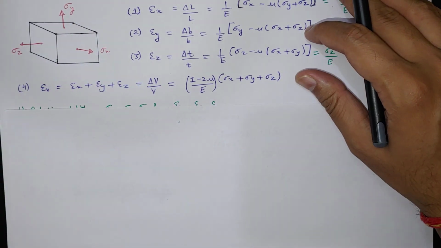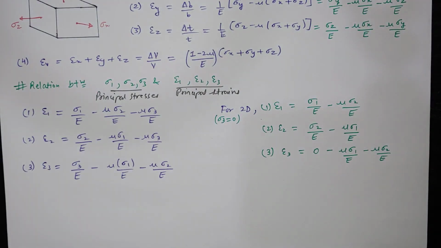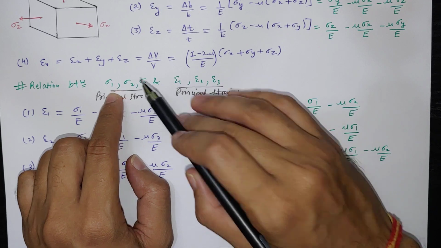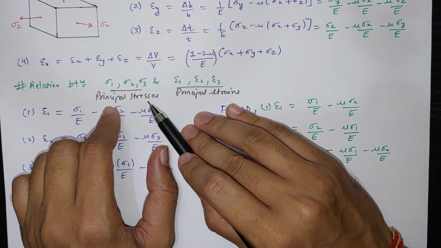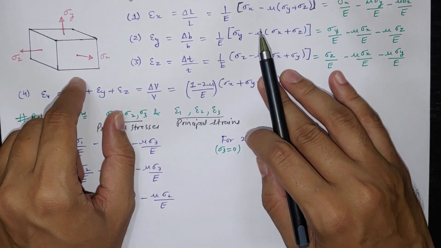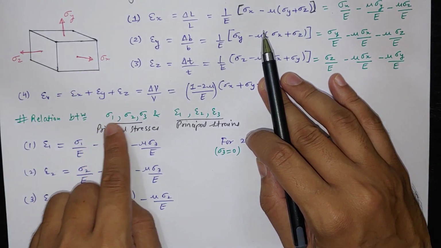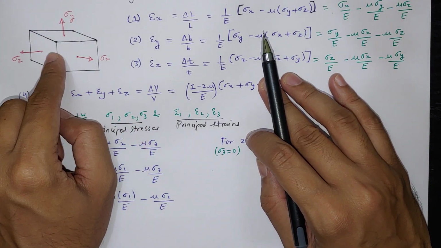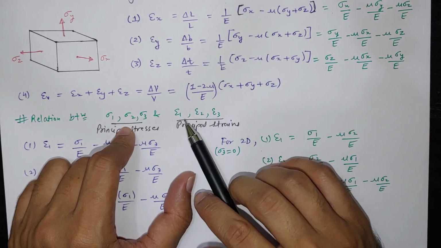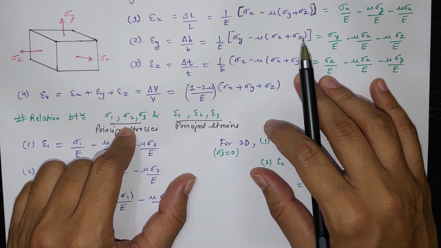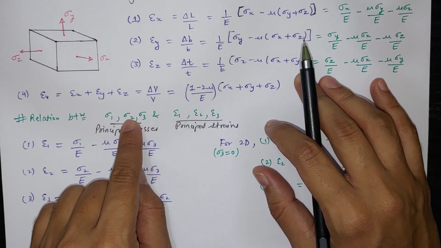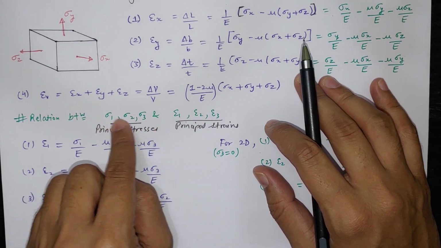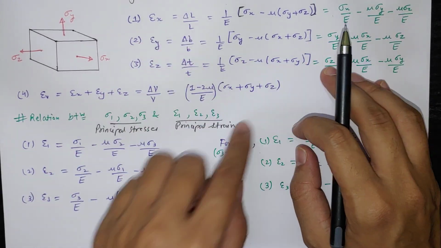in three directions. Now we will look at the relationships between sigma 1, sigma 2, and sigma 3. These are principal stresses in three different directions. This is a stress element, and these are the principal stresses for this stress element. So if you find principal stresses and principal strains, which we have discussed in previous videos, then we can find these relations by simply putting these values in this generalized Hooke's law.